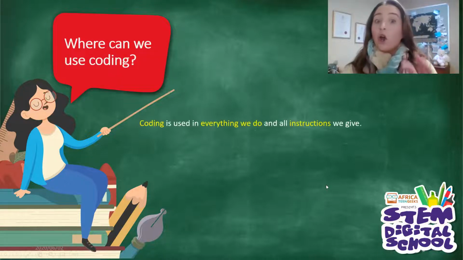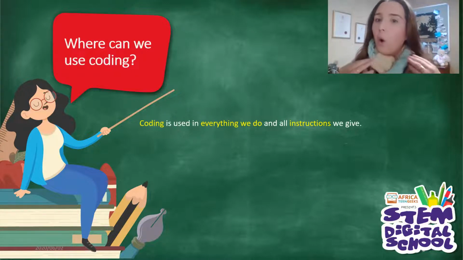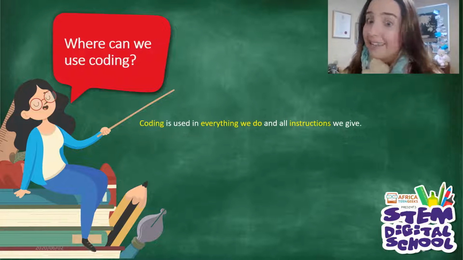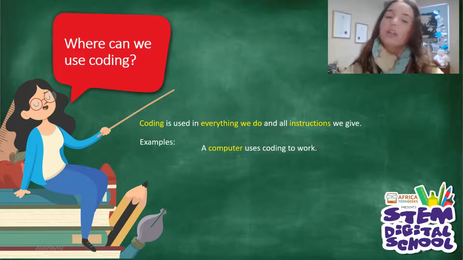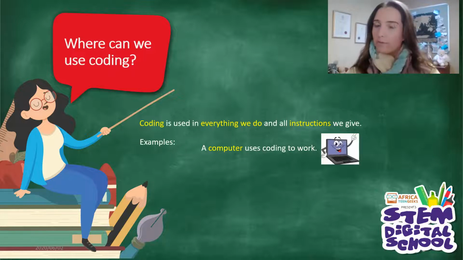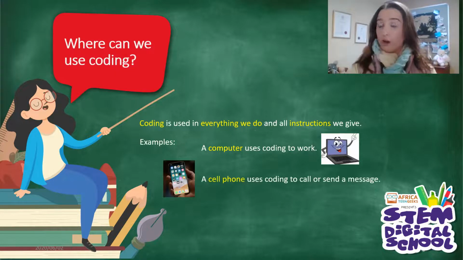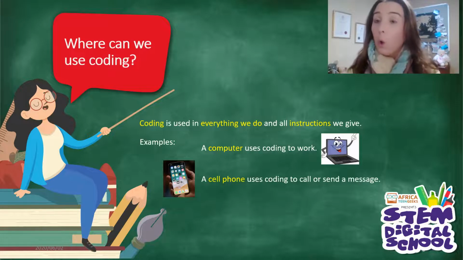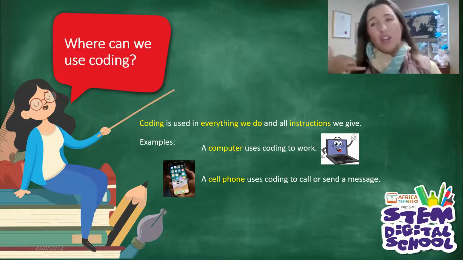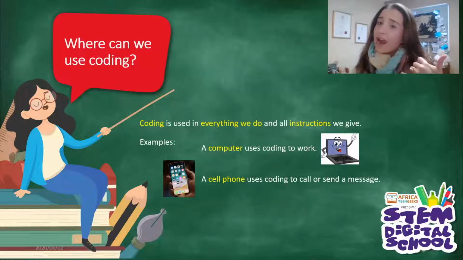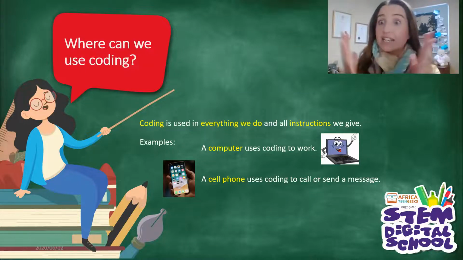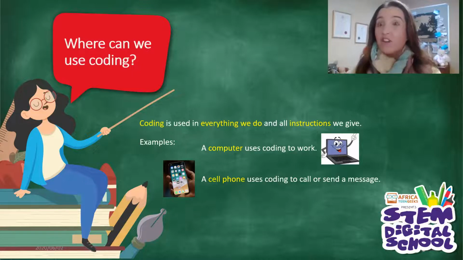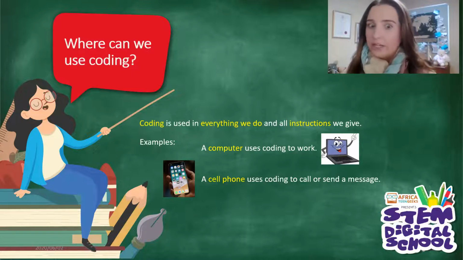Okay, coding is used in everything we do and all the instructions we give. So an example, a computer uses coding to work. A cell phone uses coding to call or to send a message. So when you want to call grandma or a friend, or you want to send a text or an SMS or a WhatsApp or whatever you want to do, all of that requires coding.